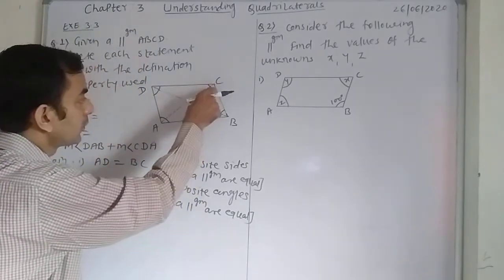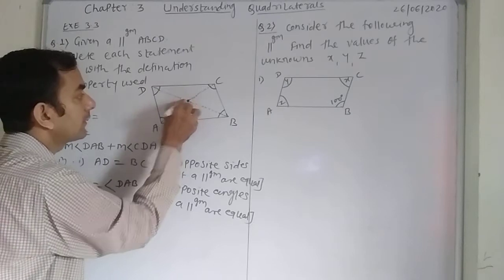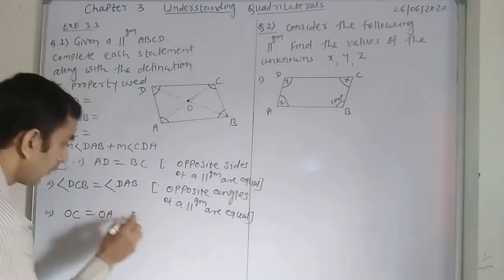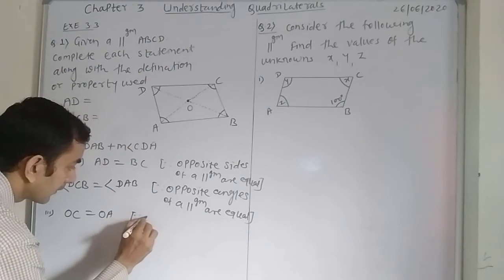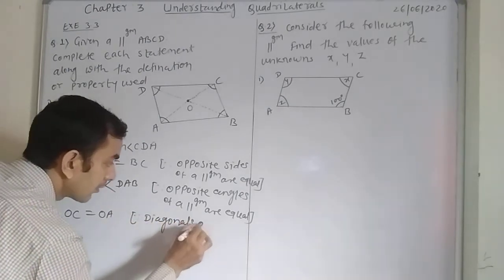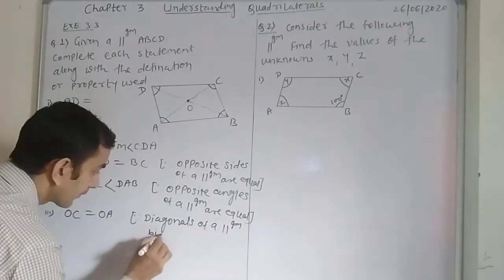So here OC and OA, and OD and OB, both intersect at point O. Therefore, obviously OC equals OA. The diagonals of a parallelogram bisect each other.